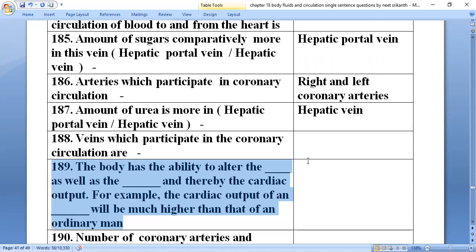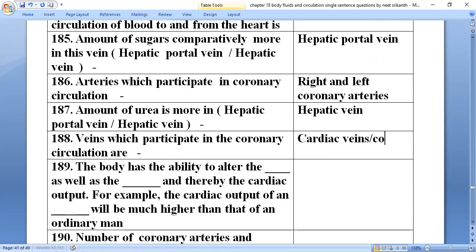The veins which participate in coronary circulation are cardiac veins. Veins are cardiac veins, or we can call them coronary veins. Cardiac veins are coronary veins.